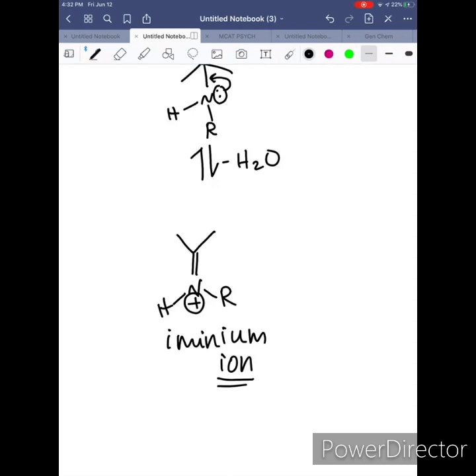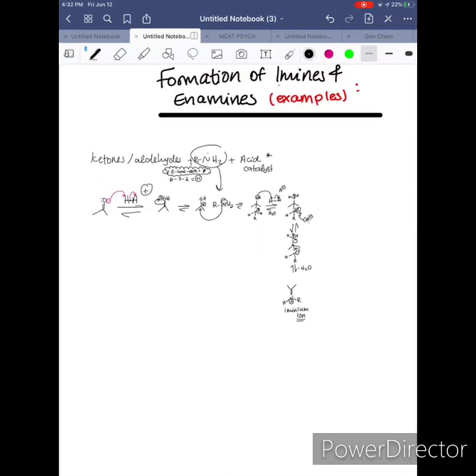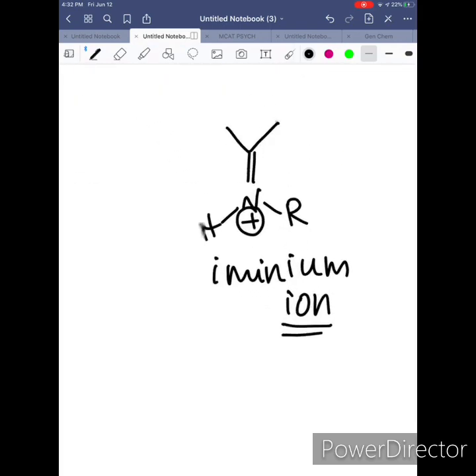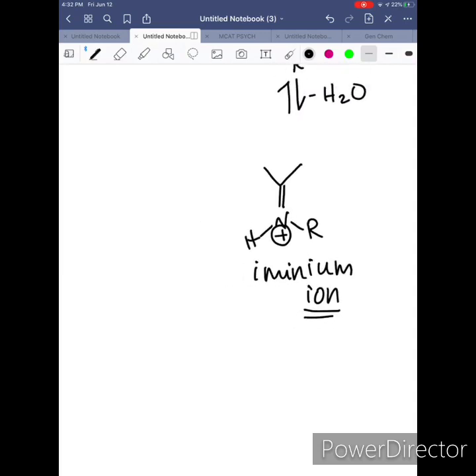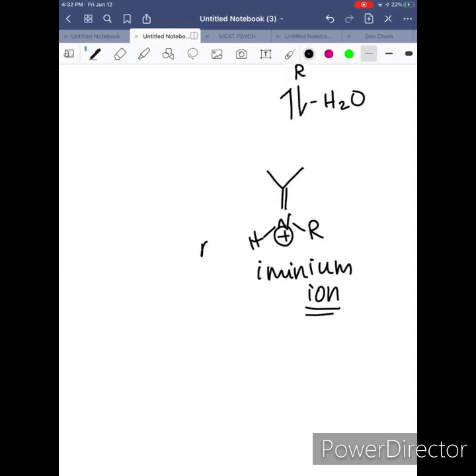So this is really important because this step usually is the difference between imine and enamines, right? Because up until this point, and I'll show you in detail what I mean, up until this point, both of those mechanisms are going to go in the same direction, in the same way, until this step. And I'll show you what I mean in a second.